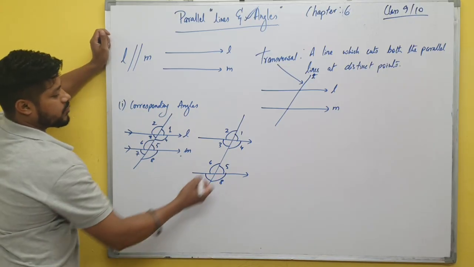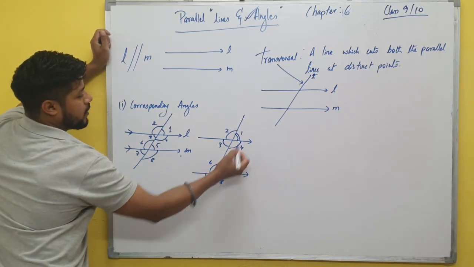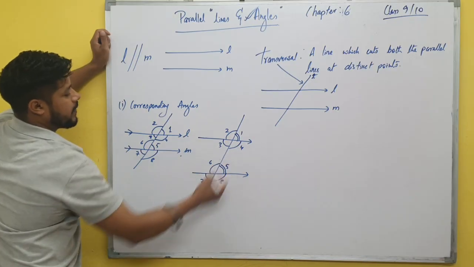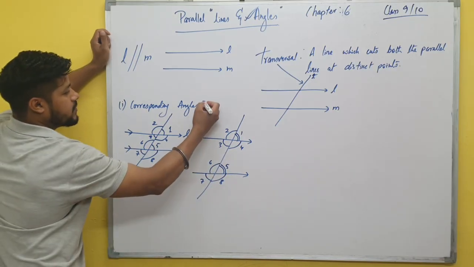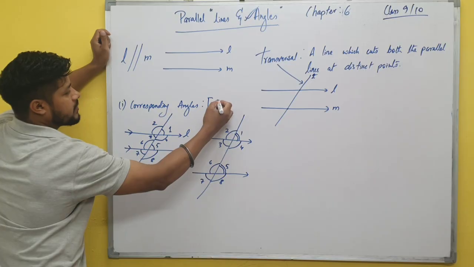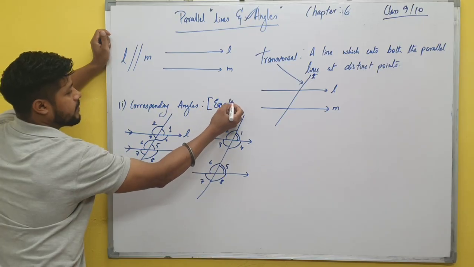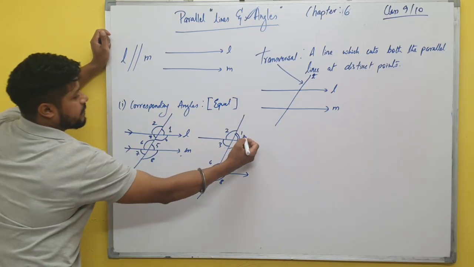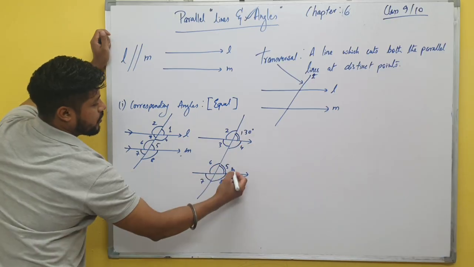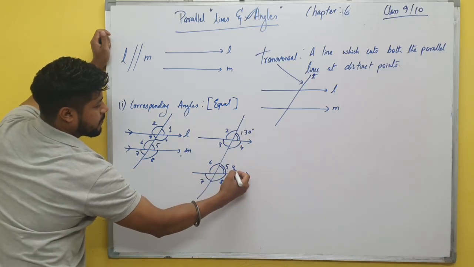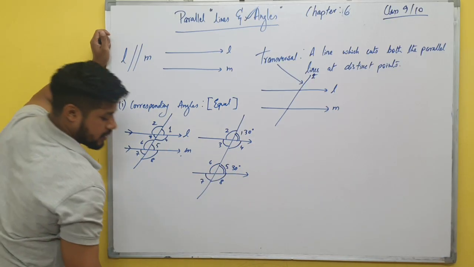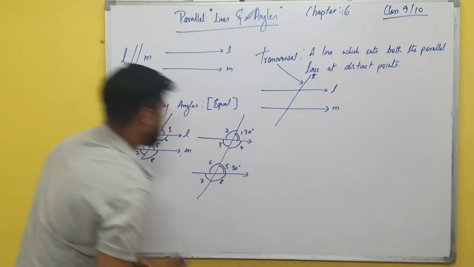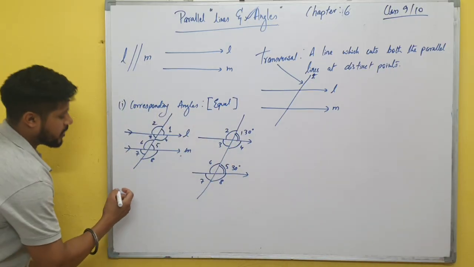And which will be corresponding angles? 1 with 5, and corresponding angles are always equal. Corresponding angles are equal. Means if this is 30 degree, then this angle 5 also will be 30 degree. This is the relationship. Now let's see what are the other corresponding angles.